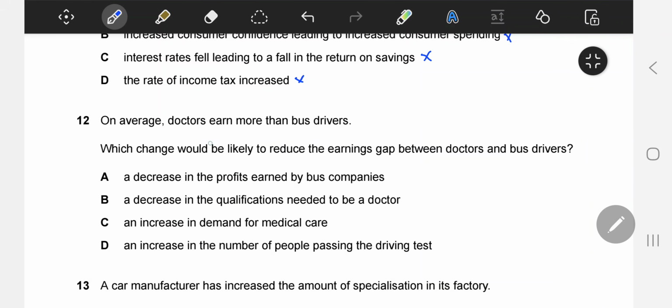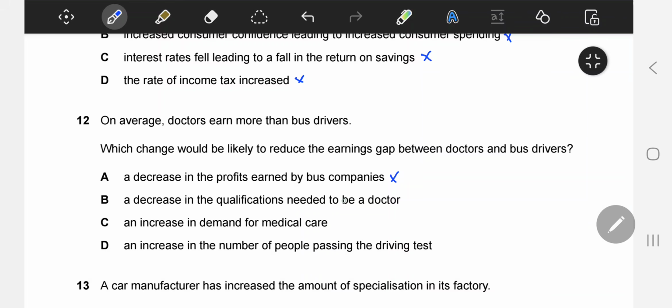On average, doctors earn more than bus drivers. Which change would be likely to reduce the earnings gap between doctors and bus drivers? A decrease in the profits earned by bus companies. If there is a decrease in profits earned by bus companies, then they're going to pay the bus drivers less.